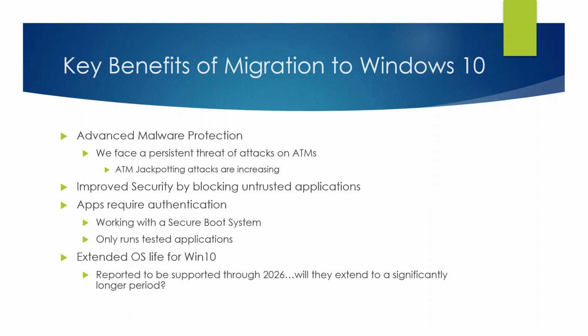What are the key benefits, though? When we're talking about it, you're going to have to migrate to Windows 10. What are some of the things we can tout about it that make a difference to a banker? One of the primary things is advanced malware protection. That's the best thing Windows 10 is touting right now: their advanced level of security and the ability to deliver patches in a really quick time period and so forth.